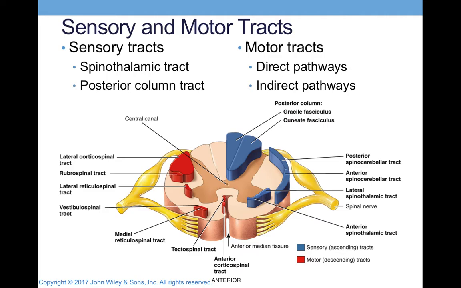As I said, just know the names of these sensory and motor tracts here, the spinothalamic tract, posterior column tract, and then the direct pathways, indirect pathways. And in chapter 16, we will discuss these in more detail. Remember that sensory will be ascending and motor will be descending.